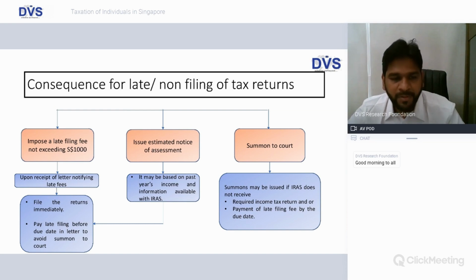In the absence or the failure to do so, either for filing taxes or for paying the late filing fee or to comply with the issued estimated notice of tax income, the assessee may be summoned to court. And when the summons to court has happened, it's mandatory for the assessee to go and visit the court and complete the procedure.